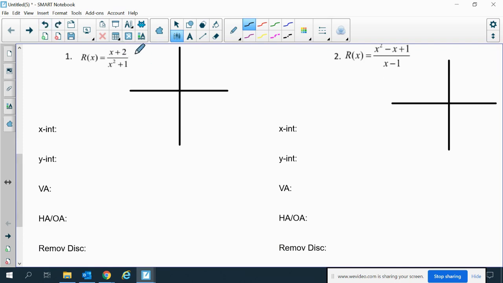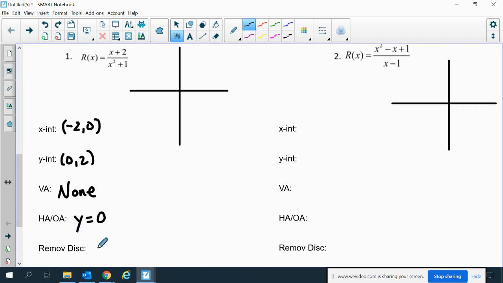Number 1, x plus 2 over x squared plus 1. X-intercepts are where the numerator equals 0 and the denominator doesn't. So that's negative 2, 0. Y-intercept is when x equals 0. 0, 2. Vertical asymptote is where the denominator equals 0 and the numerator doesn't. That never happens. Horizontal asymptote or oblique asymptote, since the bottom power is bigger than the top power, this is the line y equals 0.